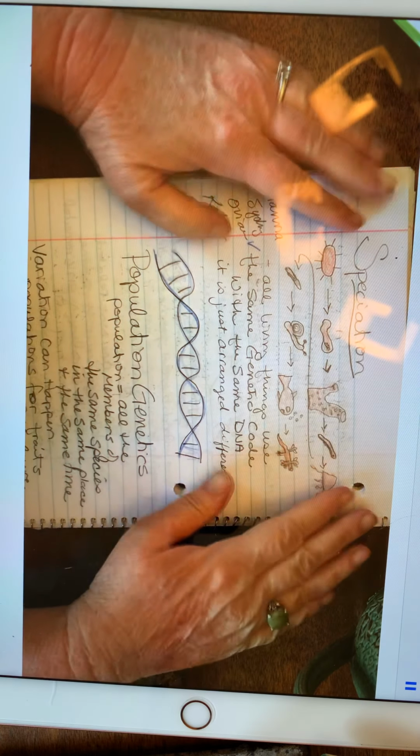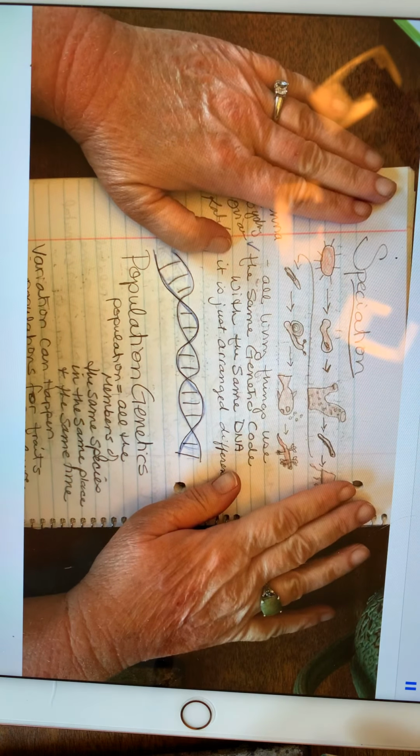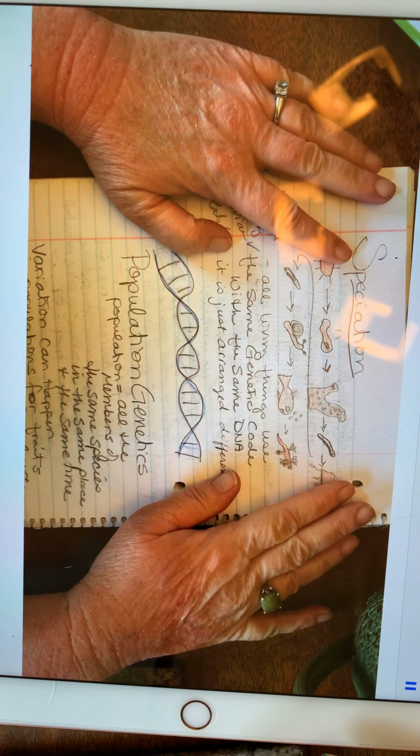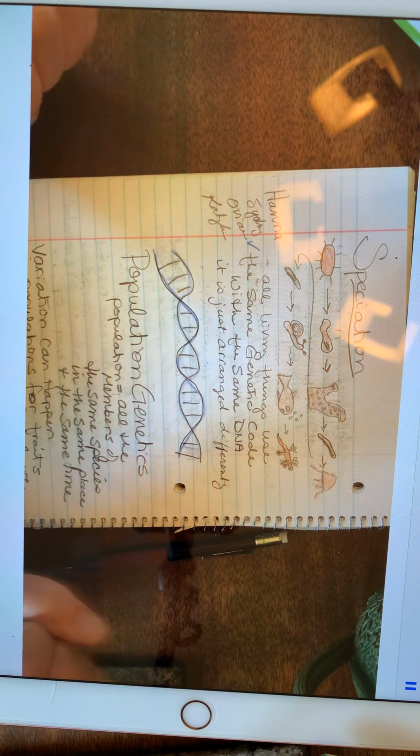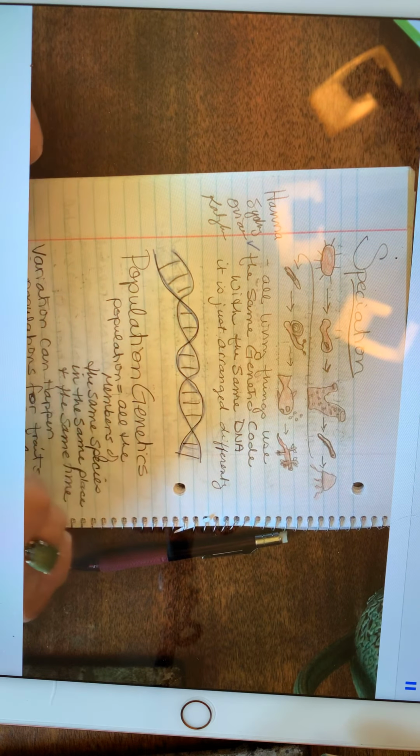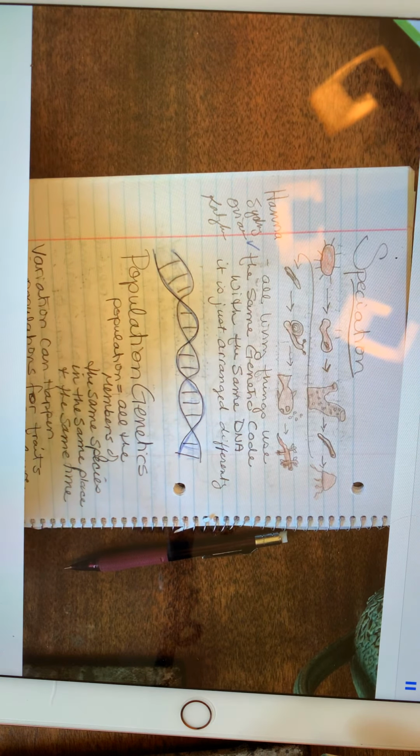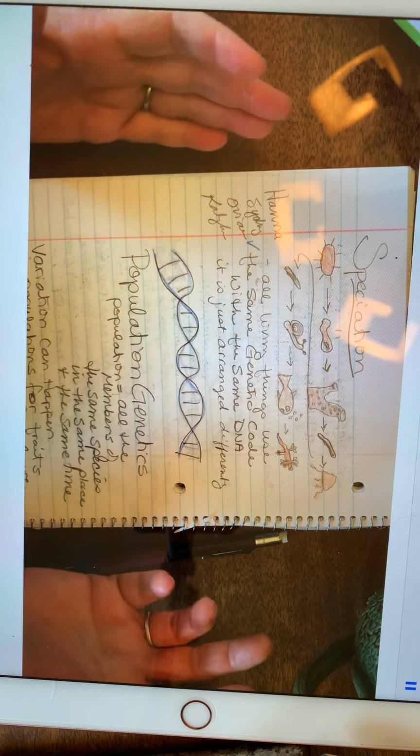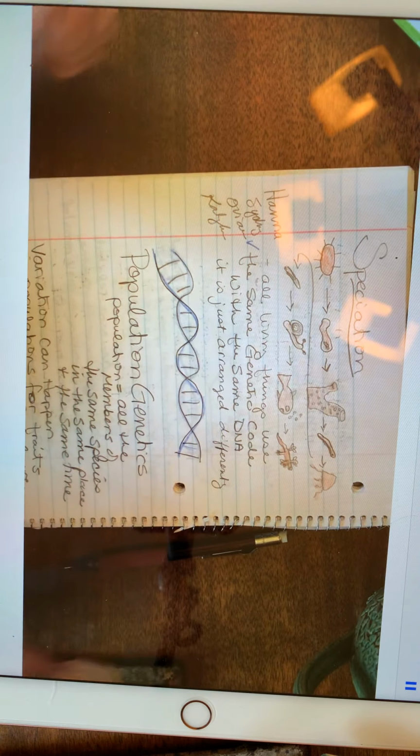Okay, so we're talking about speciation. Remember, that is when a new species occurs. So you have one species, and over time, it diverges. Remember, diverge means to split. It diverges into two separate species. Now, how does that happen? Well, there's actually more than one way it can happen, so we're going to talk about that.